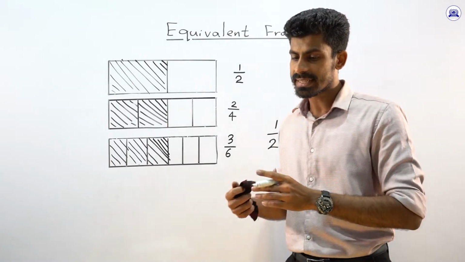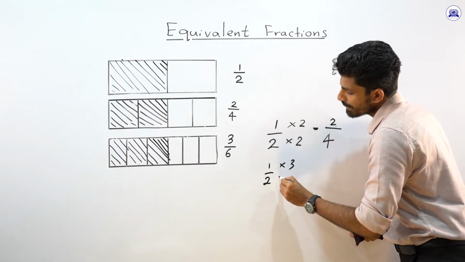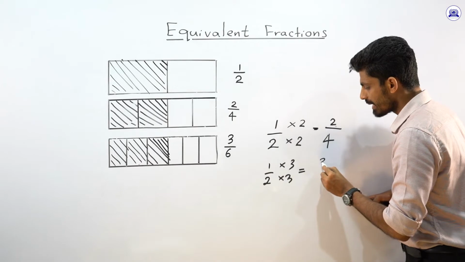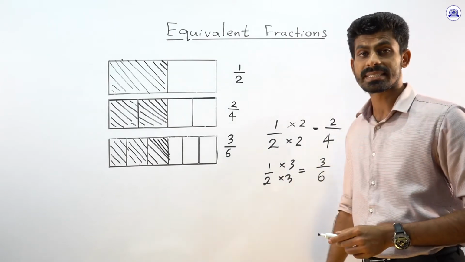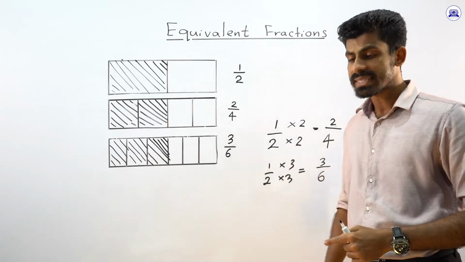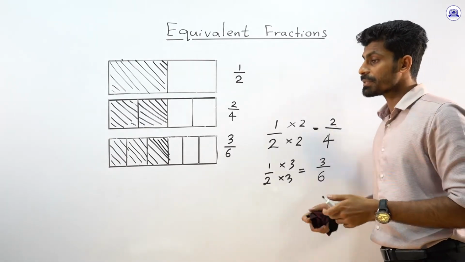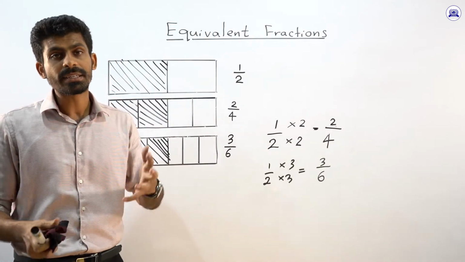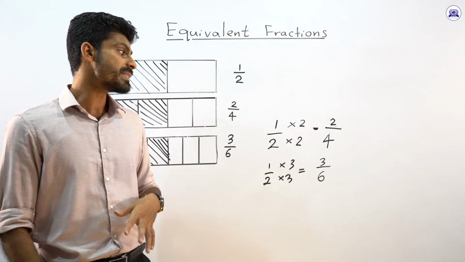Right? So let's take that one. For 1/2, you can multiply by 3, my dear student. 1 into 3 equals 3. 2 into 3 equals 6. So 1/2 is equivalent to 3/6, right? Not only by multiplying, but also by dividing, you can create the equivalent fraction.